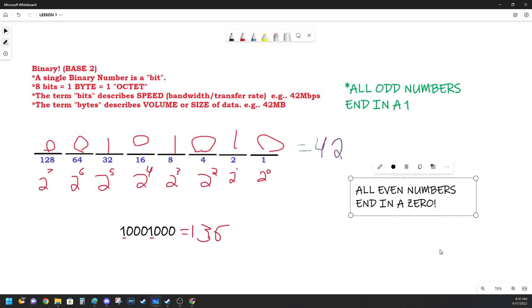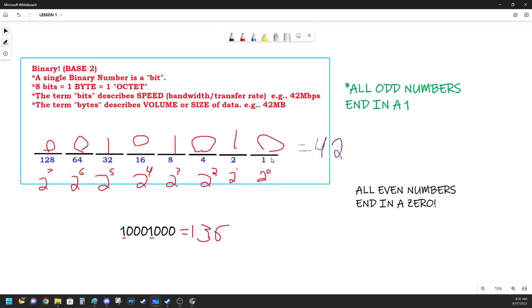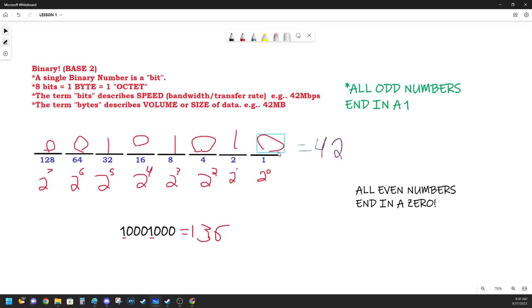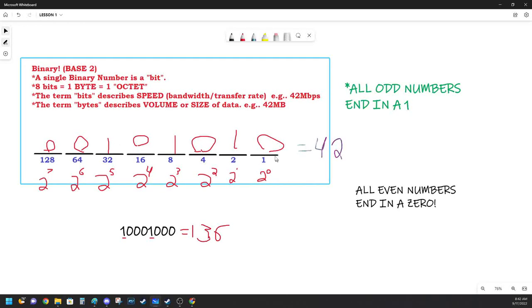Which makes sense, right? Looking at this binary numeral system, if you're doubling it to infinity, the only odd number is this first number one.